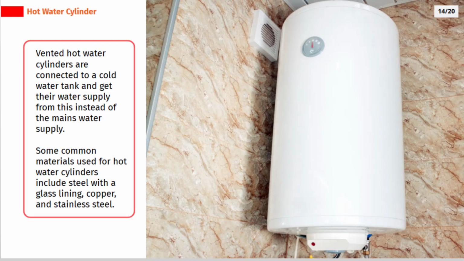Vented hot water cylinders are connected to a cold water tank and get their water supply from this instead of the mains water supply. Some common materials used for hot water cylinders include steel with a glass lining, copper, and stainless steel.